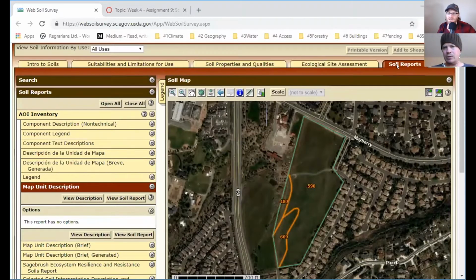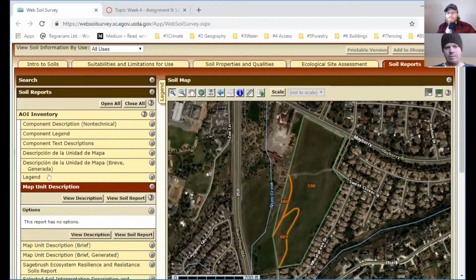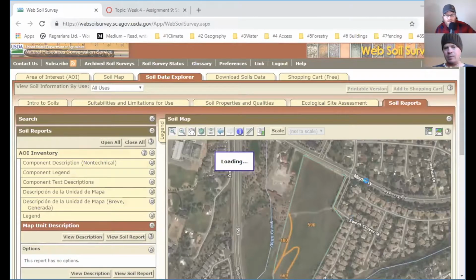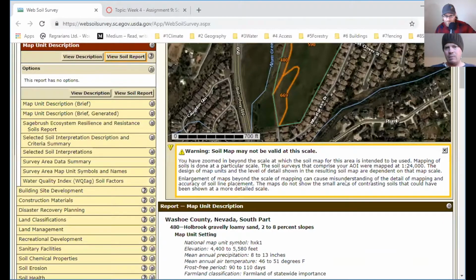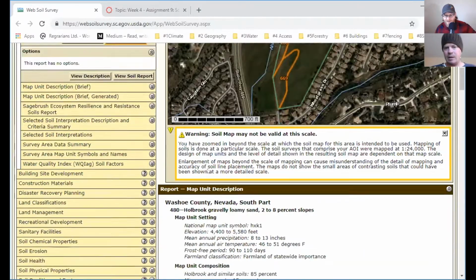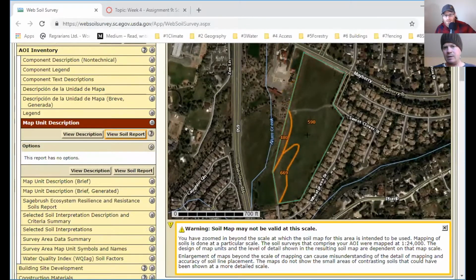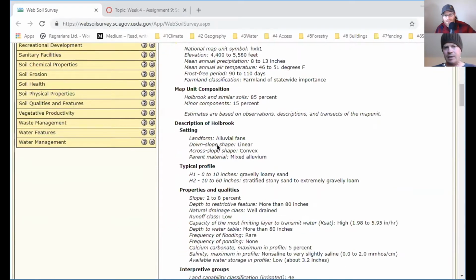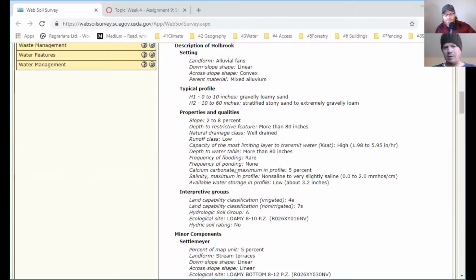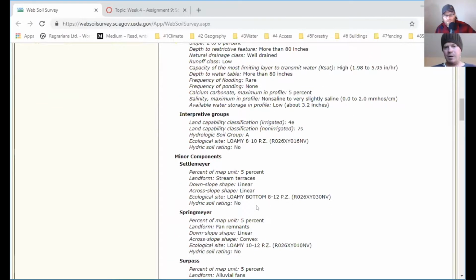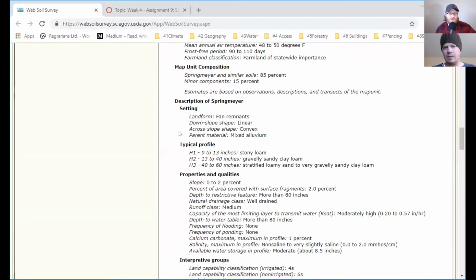And I click on Soil Reports in the Soil Data Explorer, and the map unit description under the AOI, the Area of Interest Inventory, map unit description, view soil report. And now I've got the map unit descriptions for each type, 480, 669, and 590. And that's where you find the setting, the profile, properties and qualities, all sorts of information. So this is where you're getting the information that we're requesting.